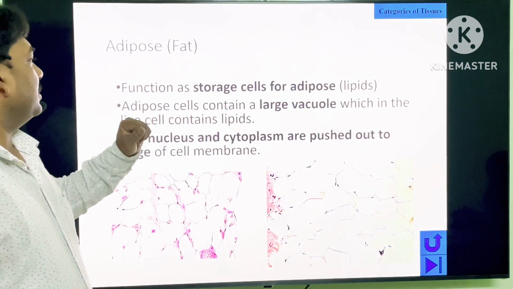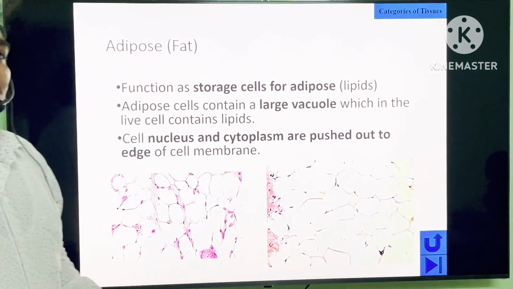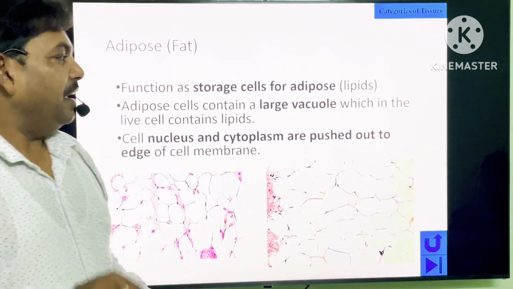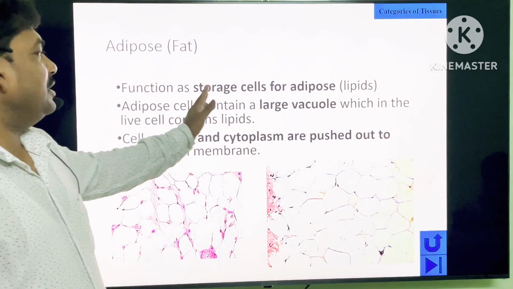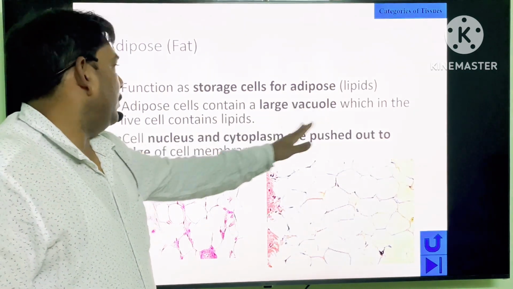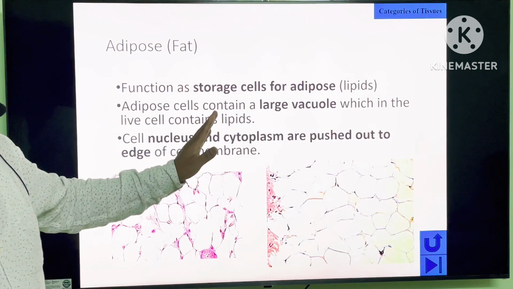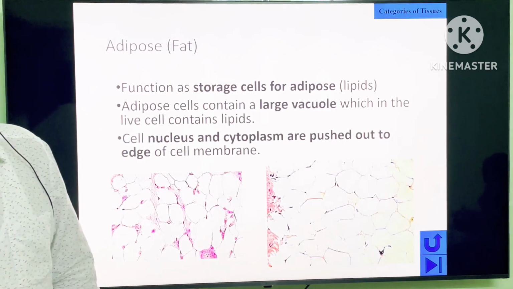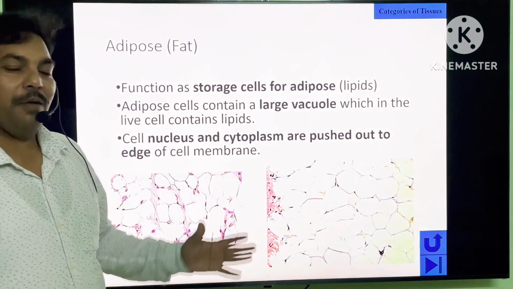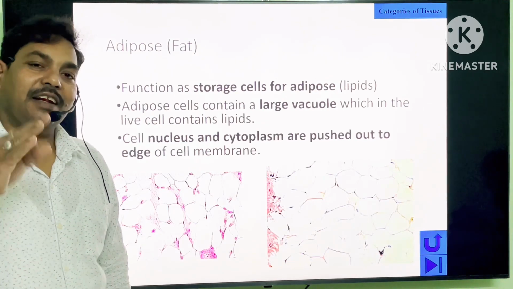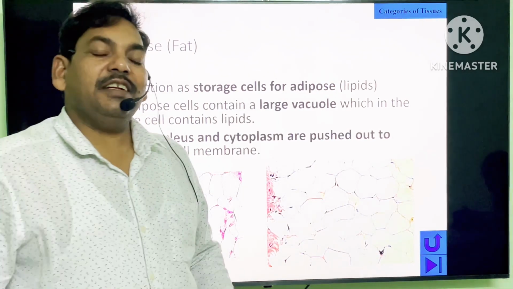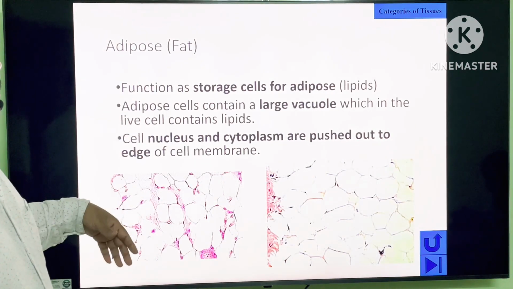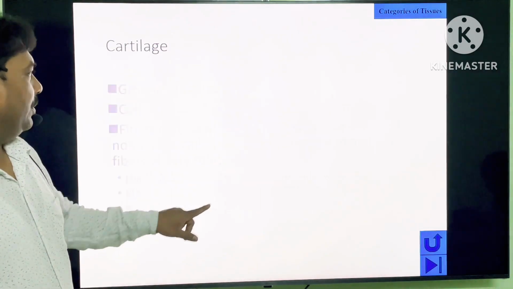After that, the adipose tissue. Adipose means the connective tissue in which fat has accumulated at a particular location. Its function is storage. It has large vacuoles with lipid content, and the nucleated cytoplasm is pushed to the edge of the membrane. It means connective tissue deposits of fat. It is generally found on the tummy of a woman. And next, this is the vacuole.